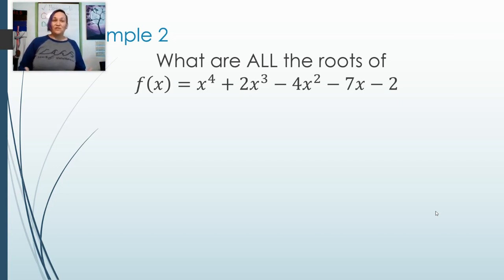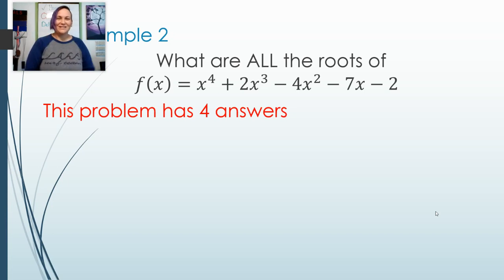Before we get started, we should figure out how many answers we should get because we want to make sure we get all of our answers. So according to the fundamental theorem of algebra, this problem has 4 answers since my largest exponent is x to the 4th.